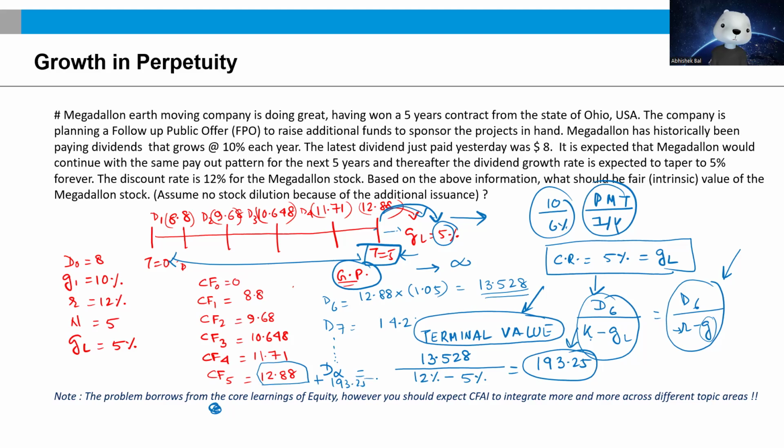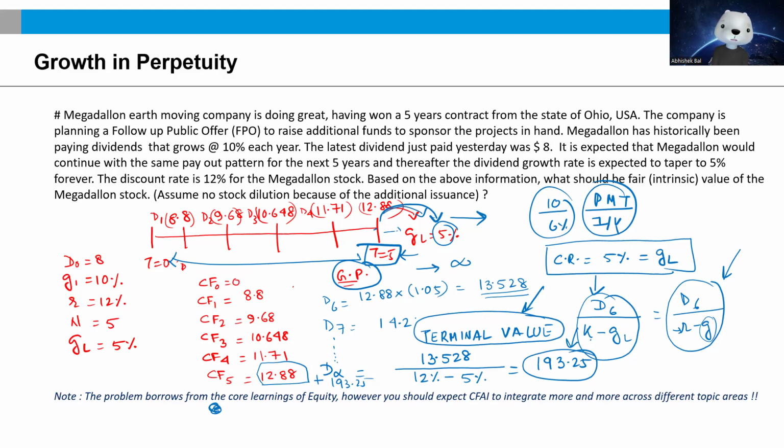All that you need to do is to key in the details. 8.8 as the first cash flow, 9.68 as the second, 10.648 as the third, 11.71 as the fourth, and the fifth happens to be 12.88 plus 193.25, which is 206.13. And now we go to NPV.